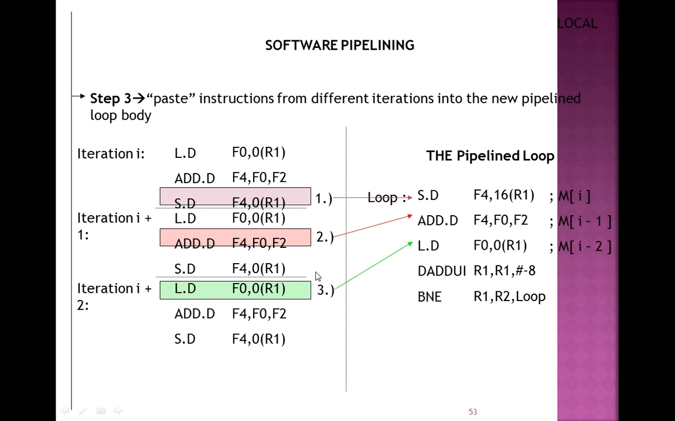So take the three operations, put them into the new pipeline, and then perform the two operations, that is DADDUI and BNE. So you take one instruction from iteration 1, that is SD. Take the next instruction from iteration 2, that is ADD. Take the next instruction from iteration 3, that is LD, and then in the new pipeline use DADDUI, and then branching.